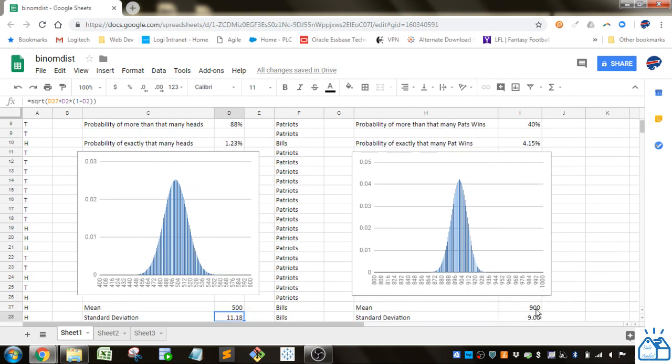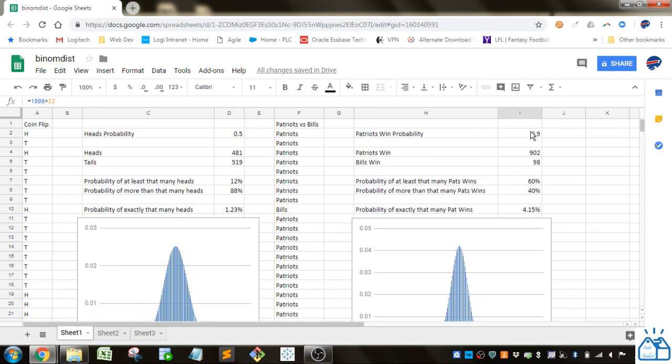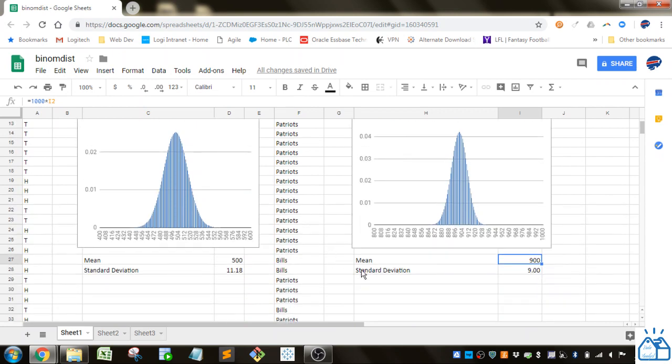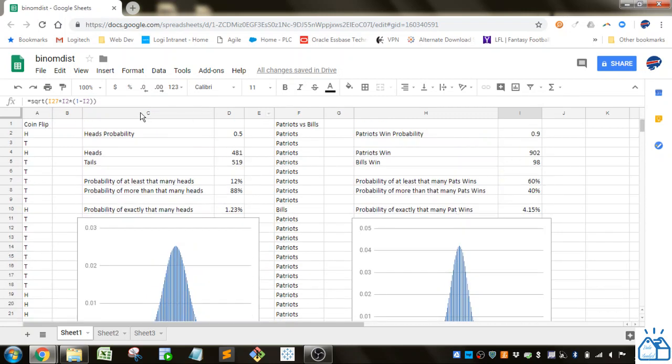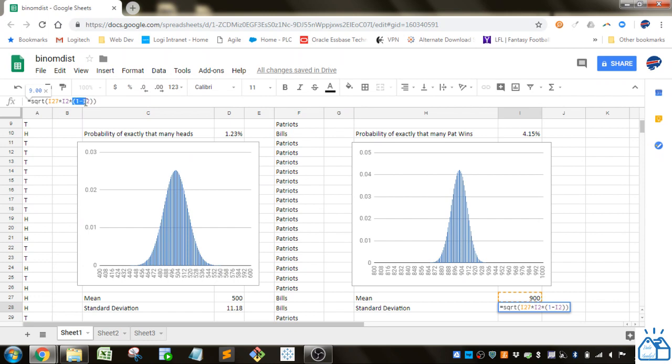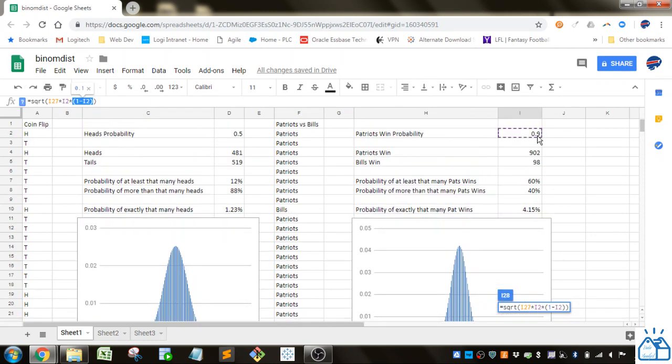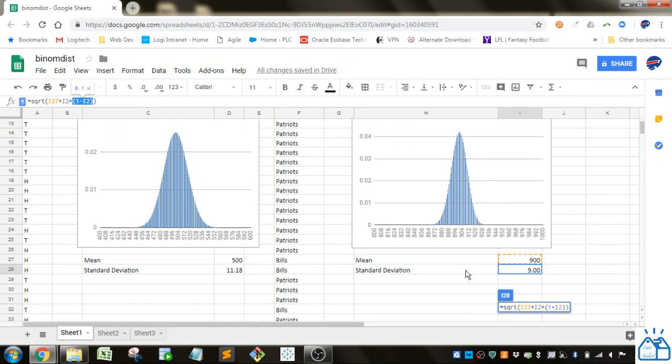You do the same thing over here. The mean is 0.9 times the number of times you did it, which is 1,000, so you get 900. So the peak of this curve is right at 900. And then the standard deviation is lower, and you do it the same way. You take the square root of the mean, 900, times 0.9, the probability of a Patriots win, times the probability of the other condition, which is 1 minus 0.9, which is 0.1. This interior part would give you 81. You take the square root of that, and that's exactly 9.